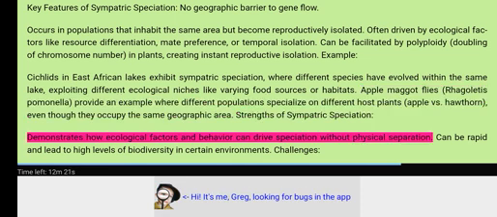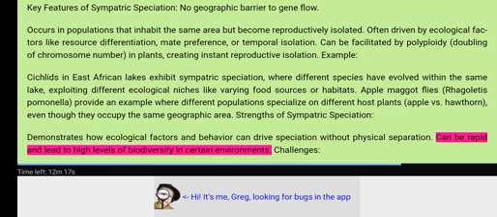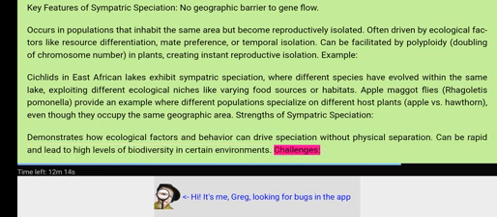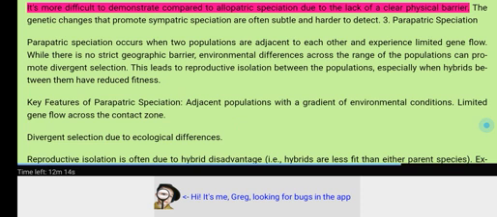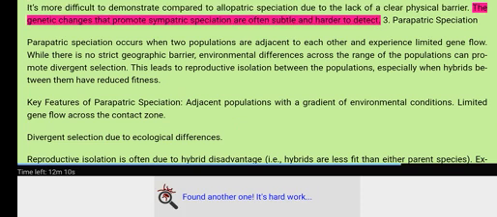Strengths of sympatric speciation. Demonstrates how ecological factors and behavior can drive speciation without physical separation. Can be rapid and lead to high levels of biodiversity in certain environments. Challenges. It's more difficult to demonstrate compared to allopatric speciation due to the lack of a clear physical barrier. The genetic changes that promote sympatric speciation are often subtle and harder to detect.